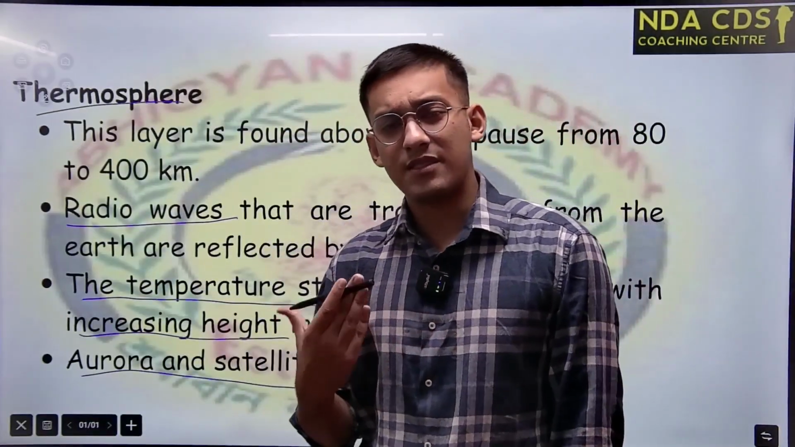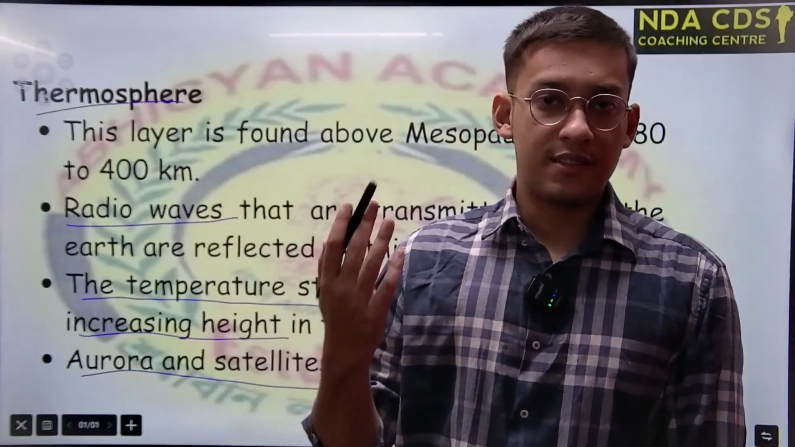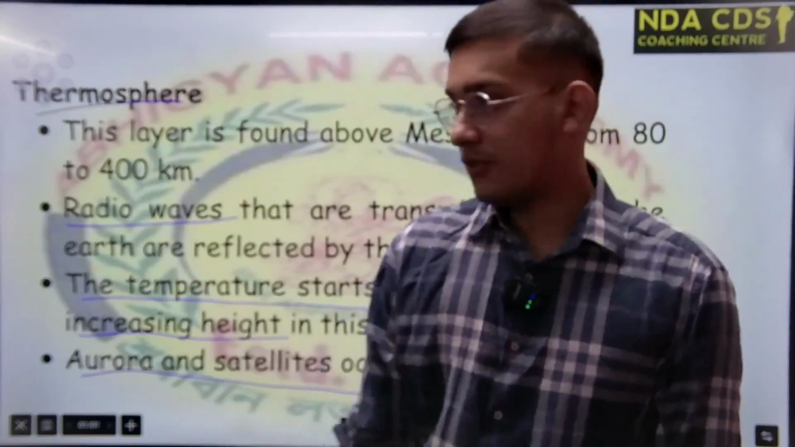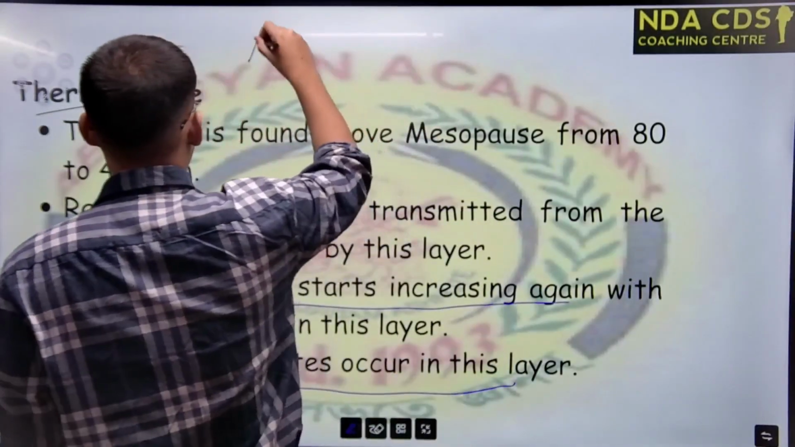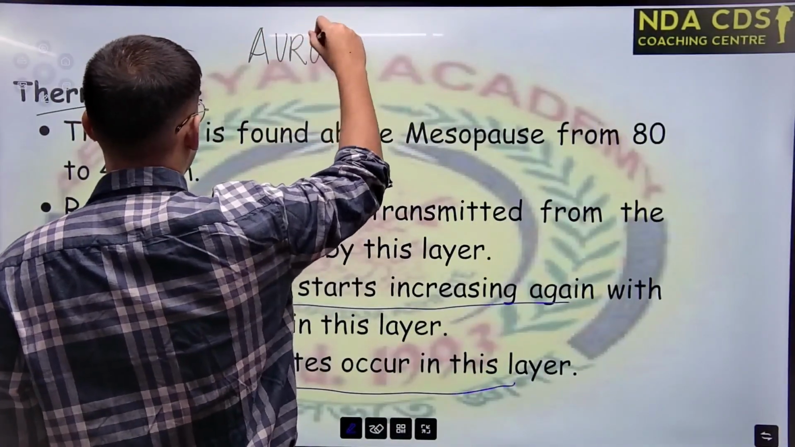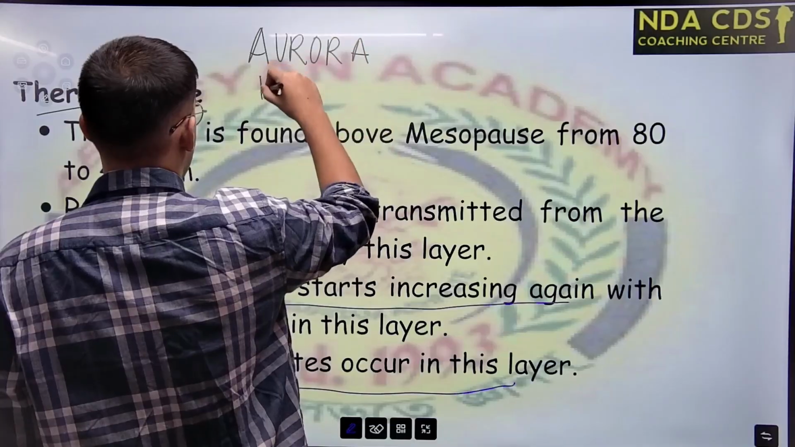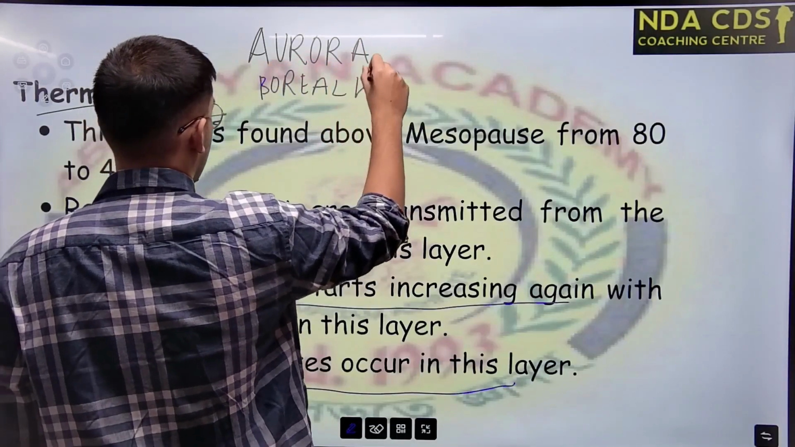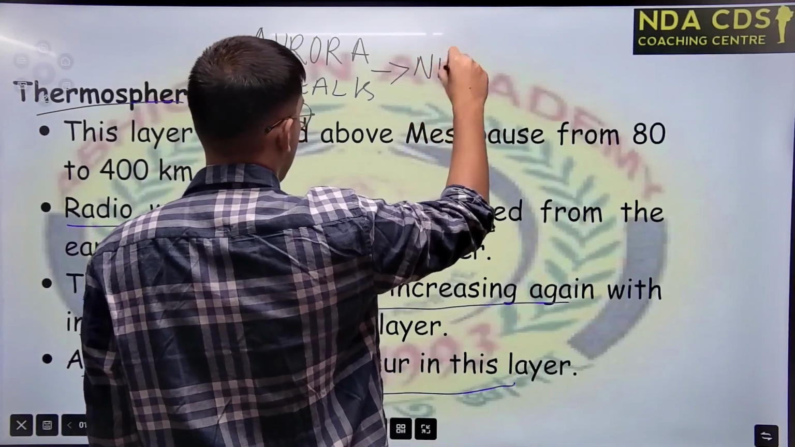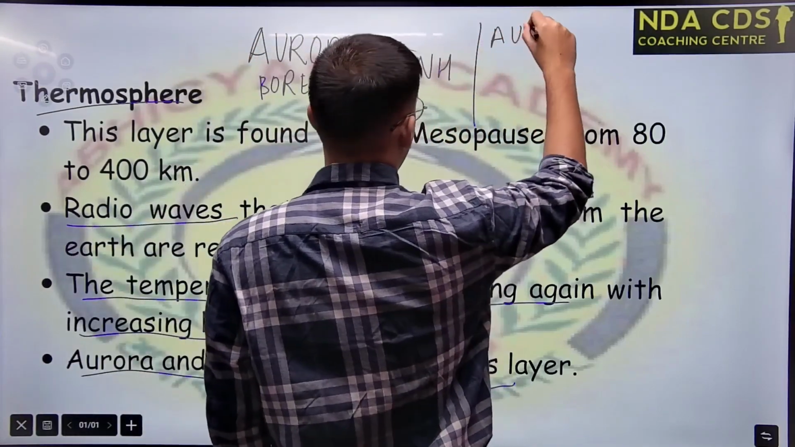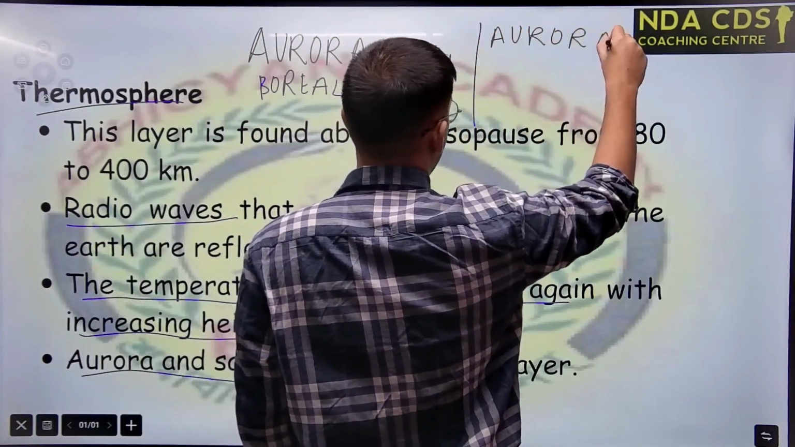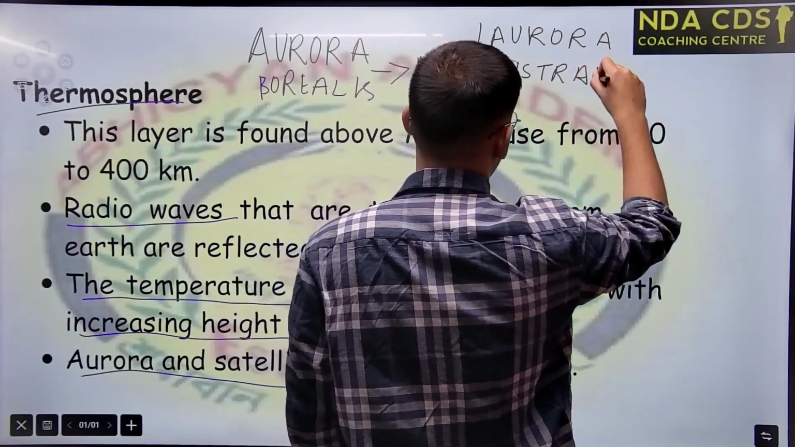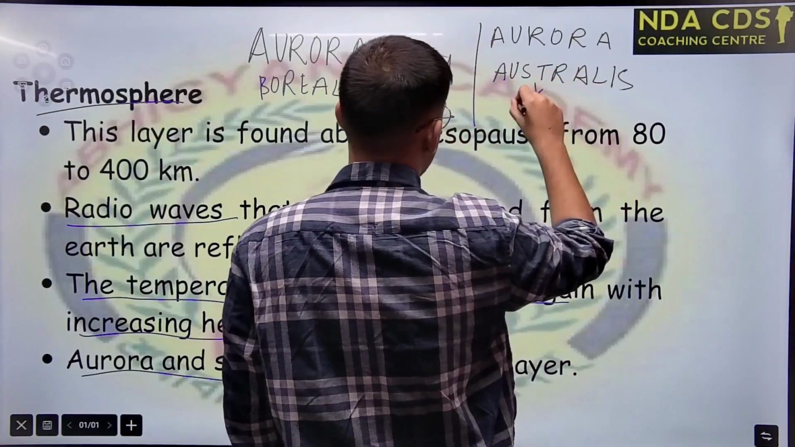The easiest way to remember is aurora australis. Australis is your Australia. Australia is in the southern hemisphere, and the other will, of course, be the northern hemisphere. So I've written it here. You can just write down aurora borealis, that's in your northern hemisphere. Then we have aurora australis, that's in your southern hemisphere.